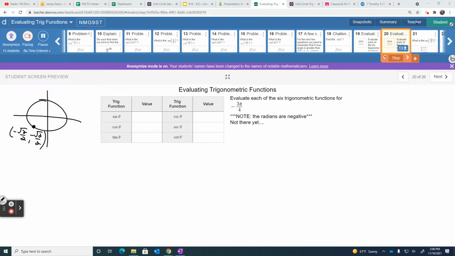All right, so then the sine is the y, which is negative radical 2 over 2. The x is also the same.